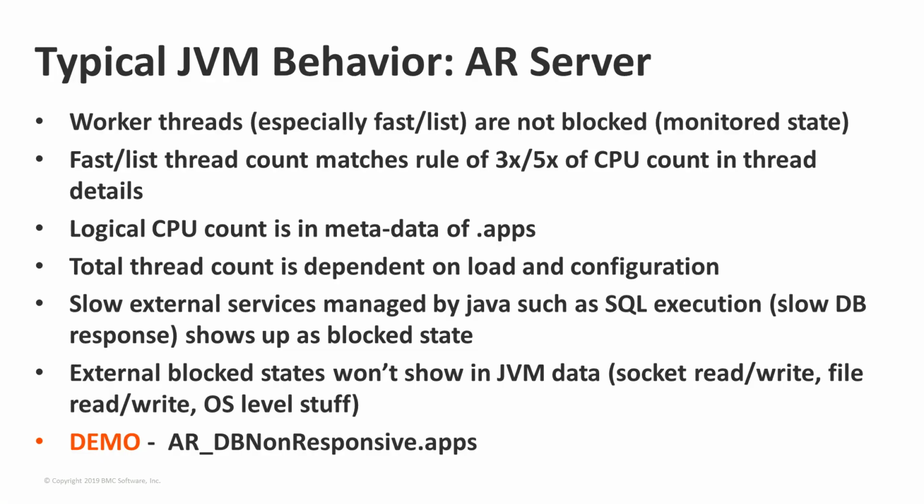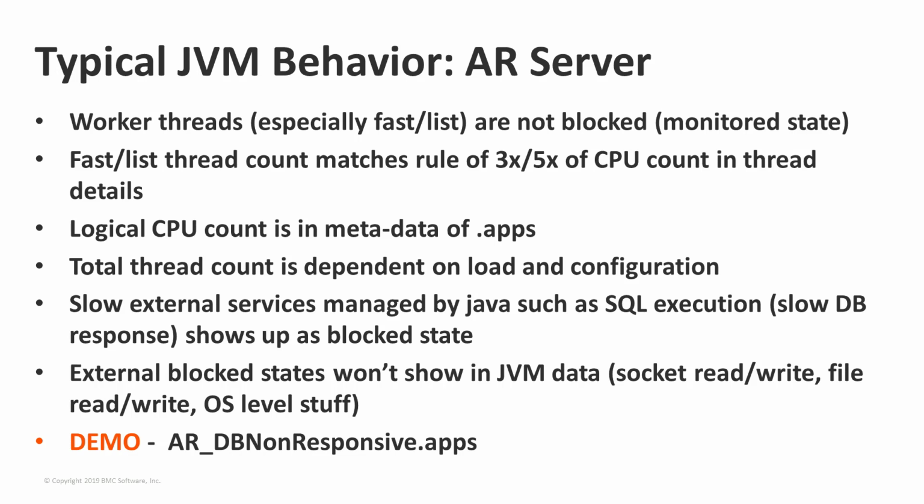The AR server never caught up with the work. Remember, your goal when you look at the snapshot is to make sure that the fast and list threads line up in a block, like that one, pink. If they all line up like that, most of the time it is some external entity. Make sure the fast and list threads match the 3-5 rule. I'm going to show you the logical CPU count in a moment. Thread count is dependent on the size of the hardware and your configuration. Anything external will show up as blocked, and if they all line up as I showed you in the demo, it means that it's an external entity.